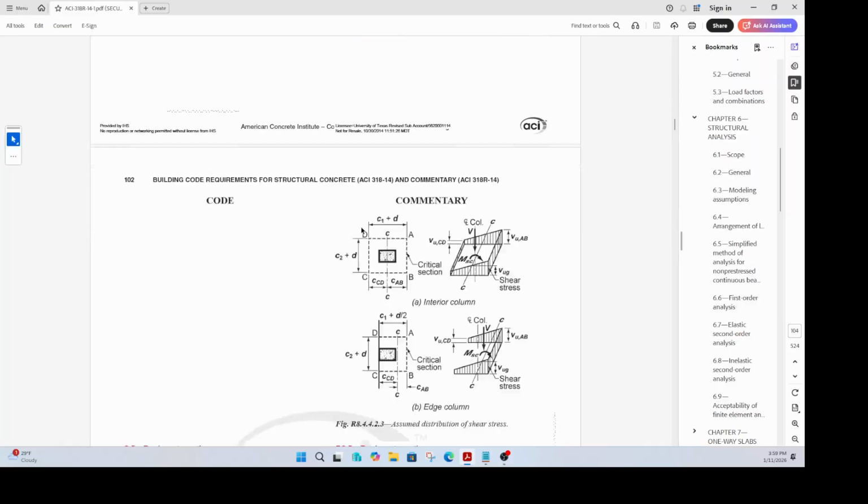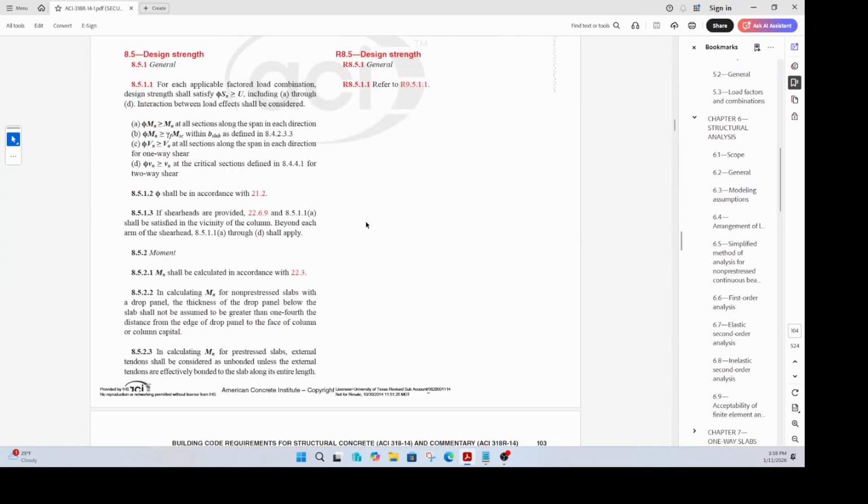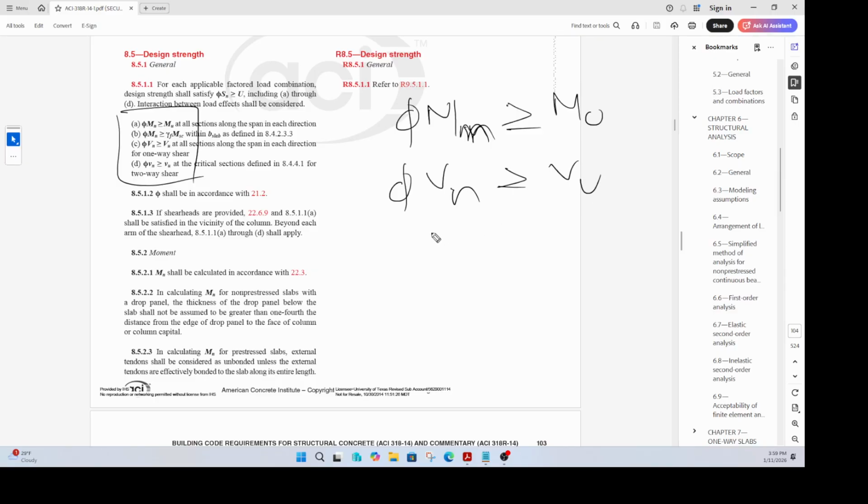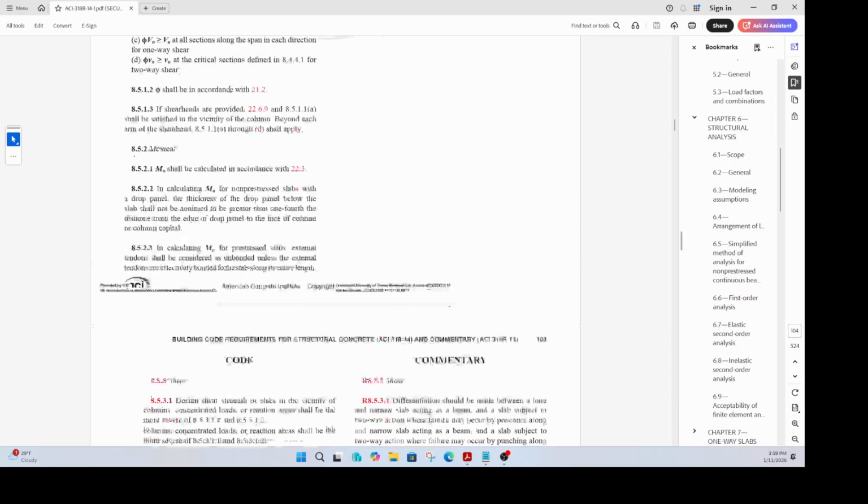The last topic I want to talk about is this, which is pretty straightforward here, right? Your strength, phi times the nominal moment, should be greater than or equal to your factored moment. Phi times the nominal shear should be greater than your factored shear. Same as beam design, column design. Okay, so that's pretty straightforward.